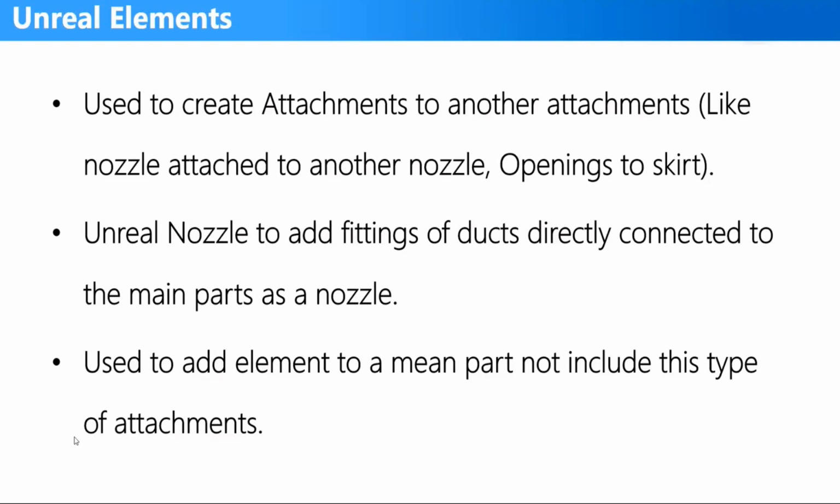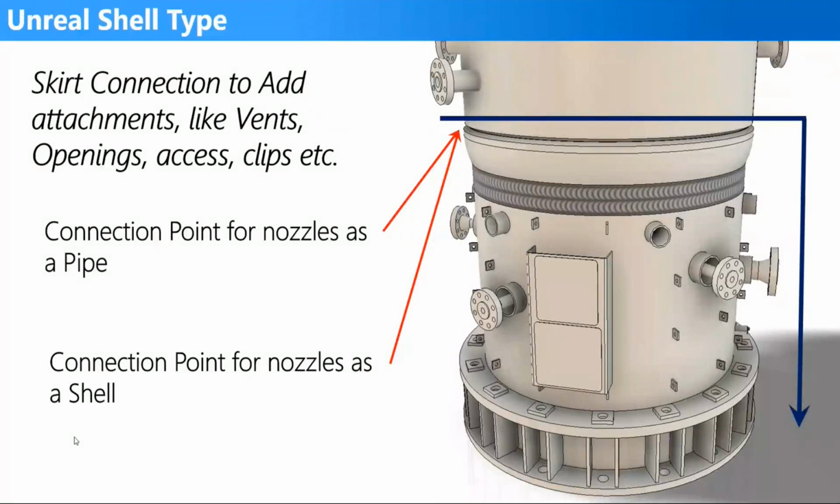Another type is to make an Unreal element to add the children to another main element, but the main element does not include sub-elements in the SEG library, and we will discuss that by making a sample. Here is the first sample: if you have a skirt and you would like to add openings to this skirt, vents, a nozzle opening or nozzle access, a nameplate, insulation clips.